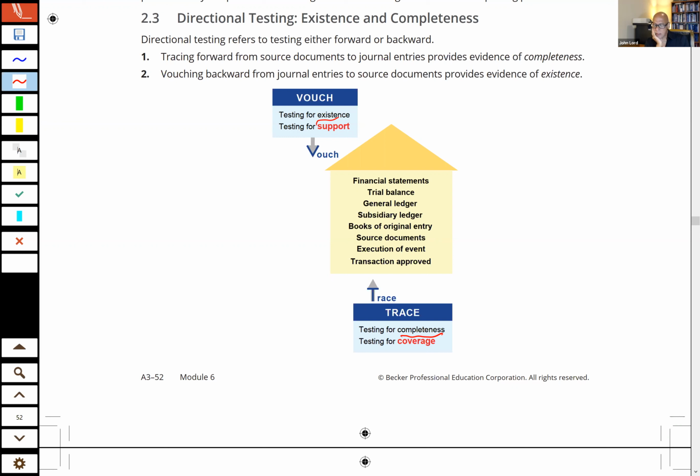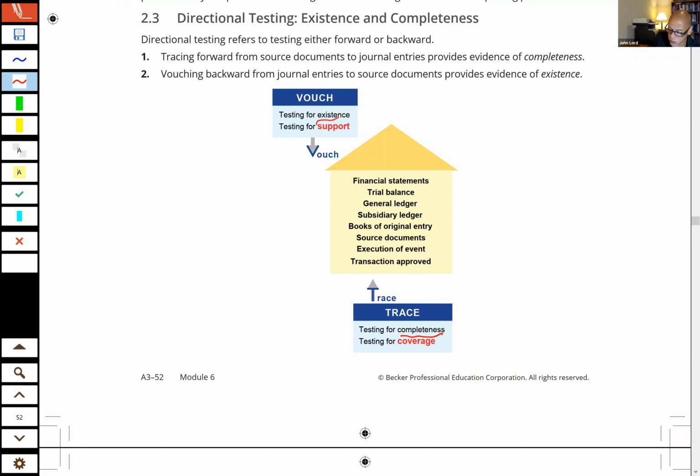Okay, so they're using this little V and T and it's supposed to make sense to me somehow. And I'm like, this is malpractice to make my students think that all they have to do is memorize vouch for existence and trace for completeness. That's going to be a problem on the exam because the exam is under no obligation to use those words when they're talking about existence versus completeness. Okay, so don't memorize a word. I mean, understand that often vouch is used for existence and often trace is used for completeness, but don't think it has to be that way all the time.